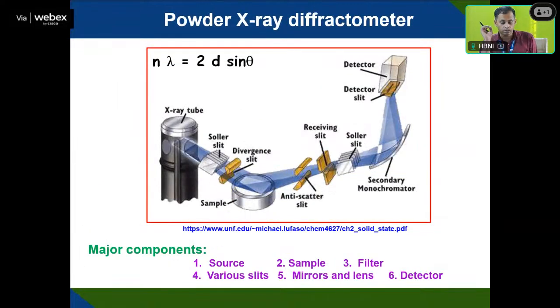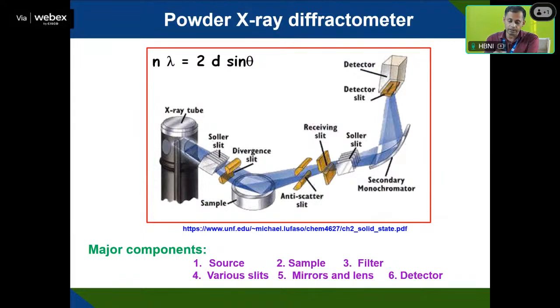So far we discussed the theoretical background of the X-ray diffraction pattern, and a little about how to analyze the spectra, whether it is an FCC or BCC structure, by using the sin square theta by sin square theta minimum formula, making it a whole integer, and then identifying that particular hkl plane.